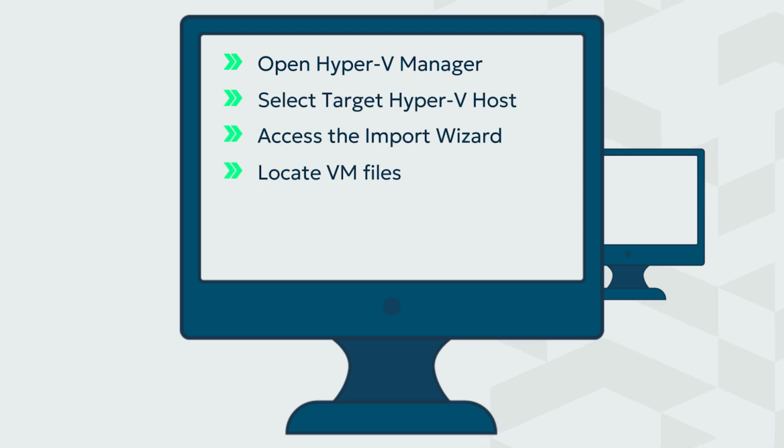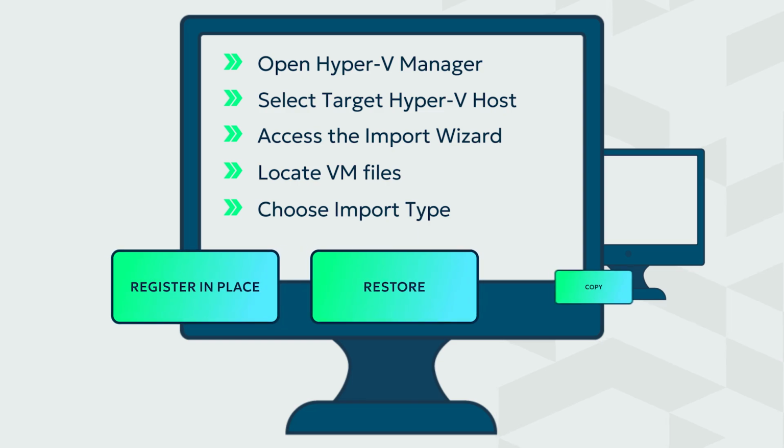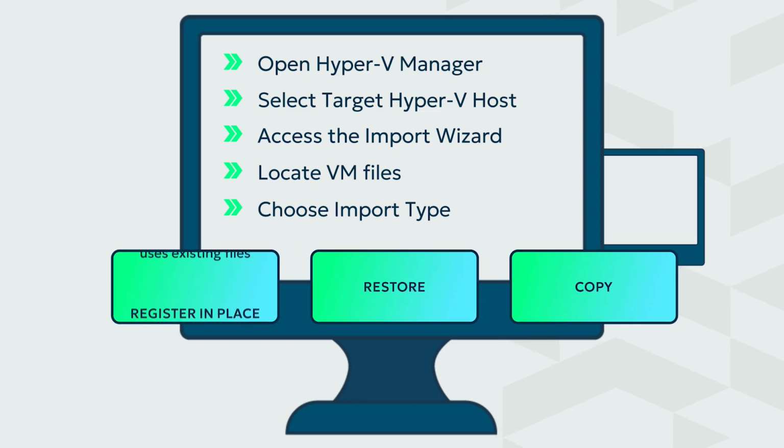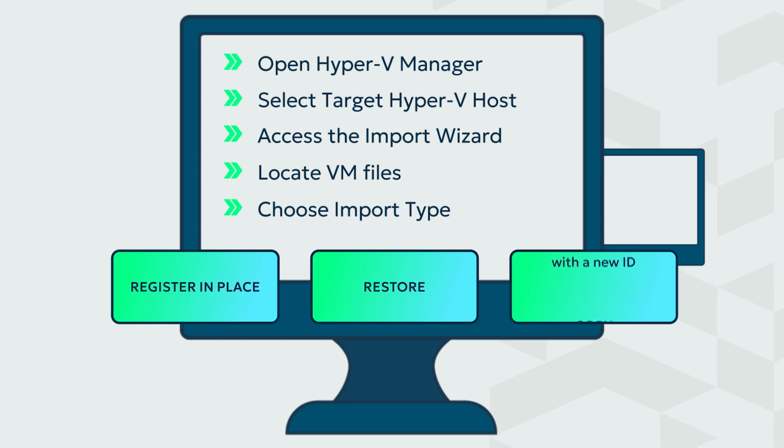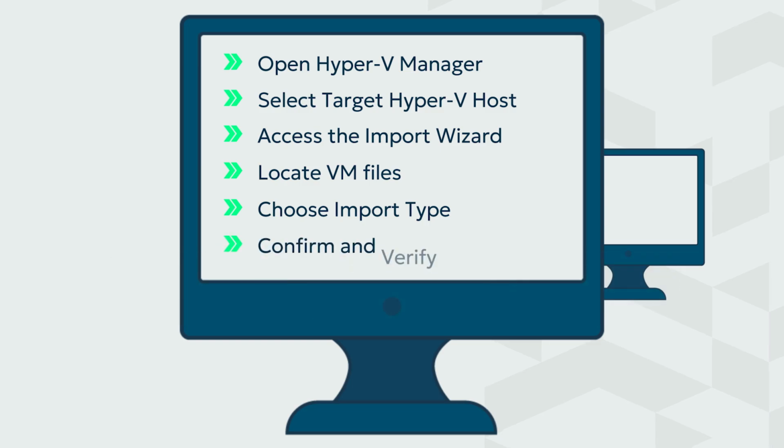Choose the VM's folder location and select one of three import types: register in place, restore, or copy. Registering in place uses existing files, restoring moves them to a new location, and copying creates a duplicate with a new ID. Follow the prompts, confirm the import settings, and complete the process. Once finished, verify the VM appears and runs in Hyper-V Manager.